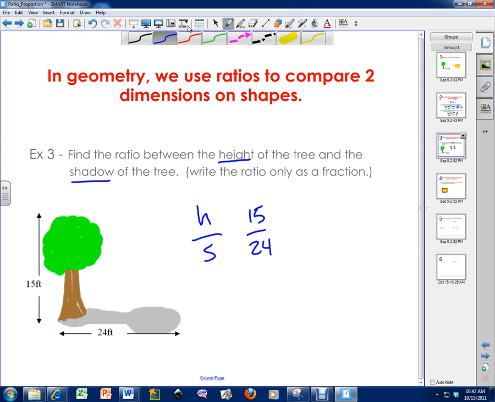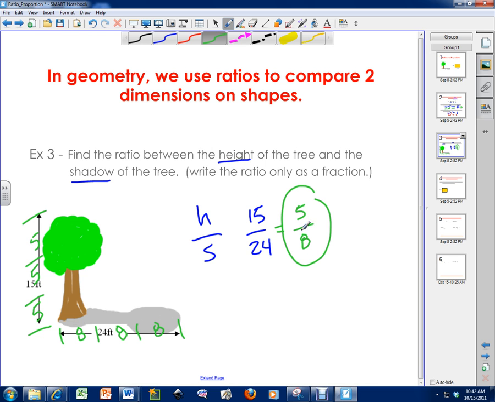And again, I can reduce both of these down here. They're both divisible by 3. So 15 divided by 3 is 5. 24 divided by 3 is 8. And so this would be the ratio as a fraction, because this question says just write this ratio only as a fraction. And what does that mean? That means for every 5 feet I go up the tree, the shadow should be 8 feet long. And so I could keep doing this. Every 5 feet we have a total of 8 feet of shadow.